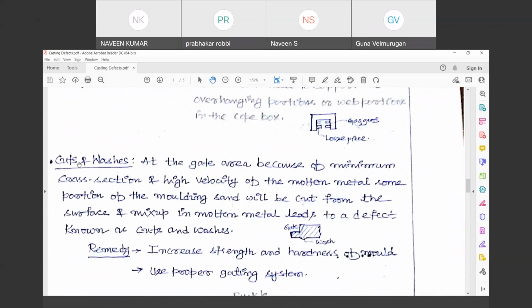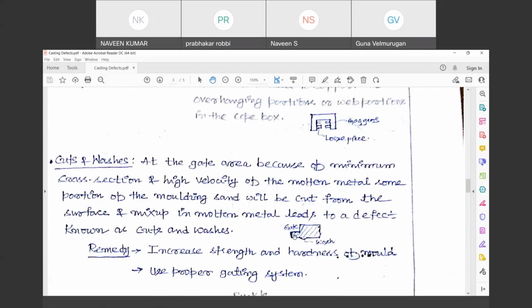Next, cuts and washes. Here also, if you are not providing proper gating elements, if your runner area cross section is very less, or maybe the gate area is very less, because of that, small passages are being formed. As the cross section of that passage is reducing, obviously, what is the formula of continuity? Rho 1 A1 V1 is equal to rho 2 A2 V2. This is your continuity equation, if you remember. What is continuity?